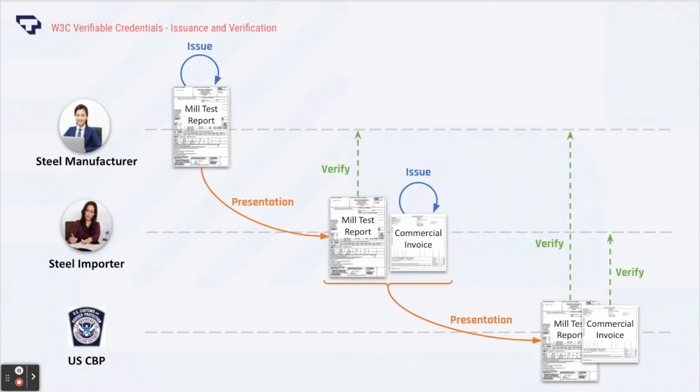Subsequently, the steel importer issues a commercial invoice for purposes, among others, to be presented to the customs authorities. So the package of those two documents gets presented to the importing authorities, which subsequently verify both data files against two different issuers in this case.